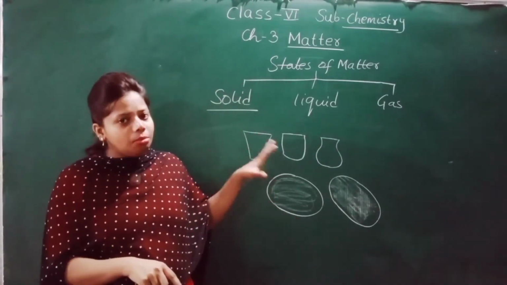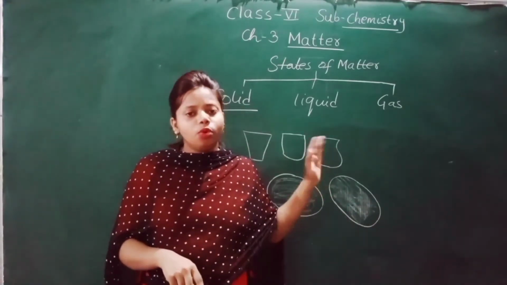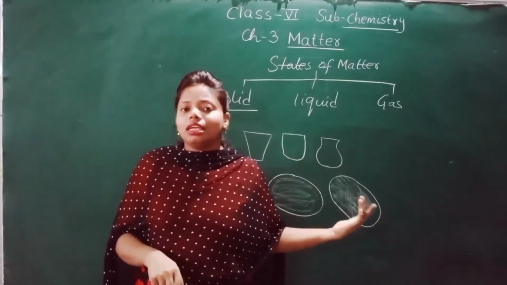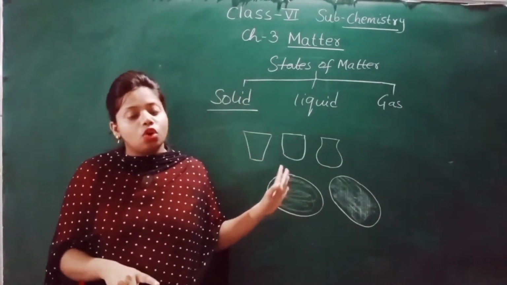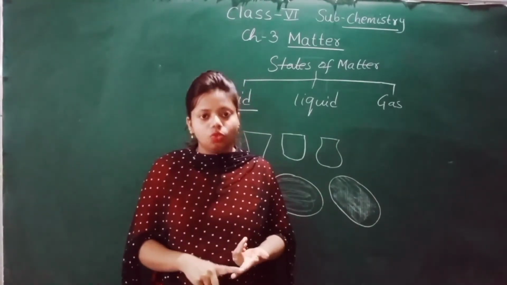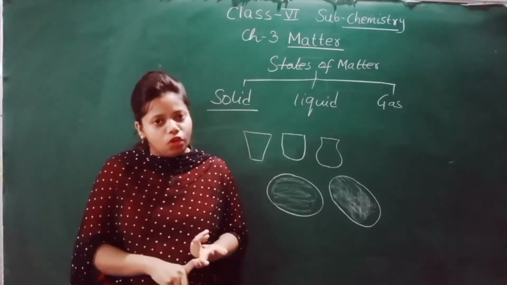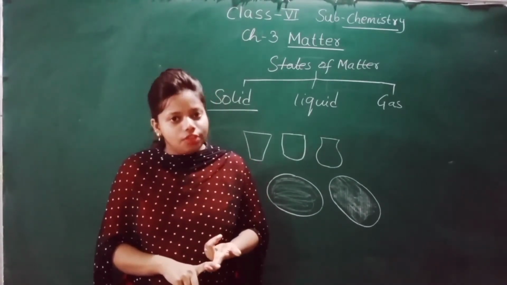When you take 20 ml of water and pour it into different containers, it takes different shapes, but the volume is not changing. The volume is fixed. So liquid has a fixed volume.